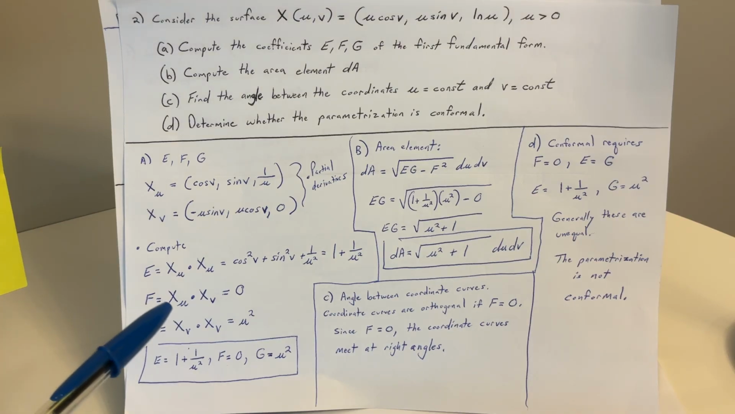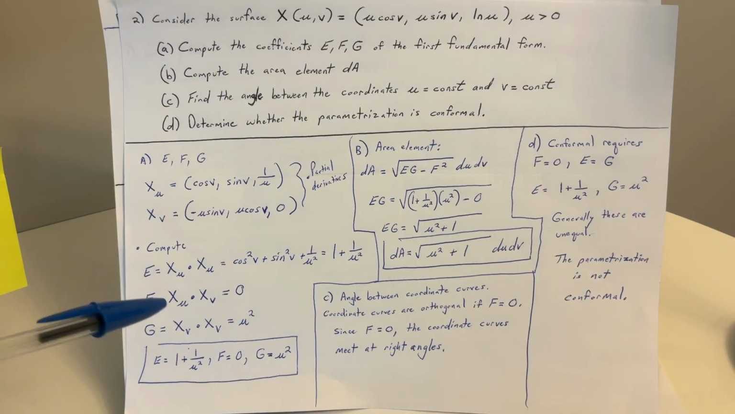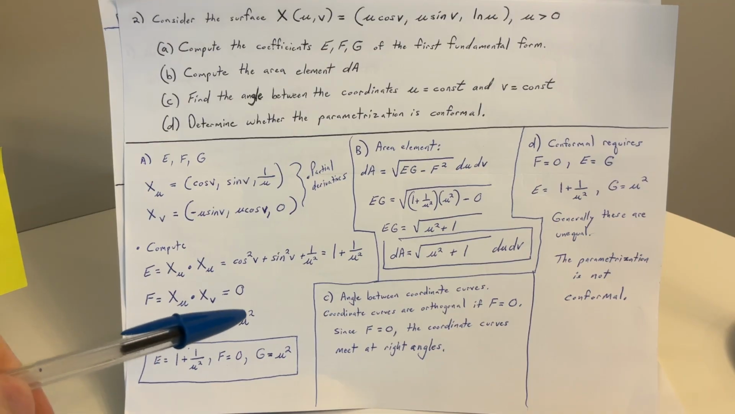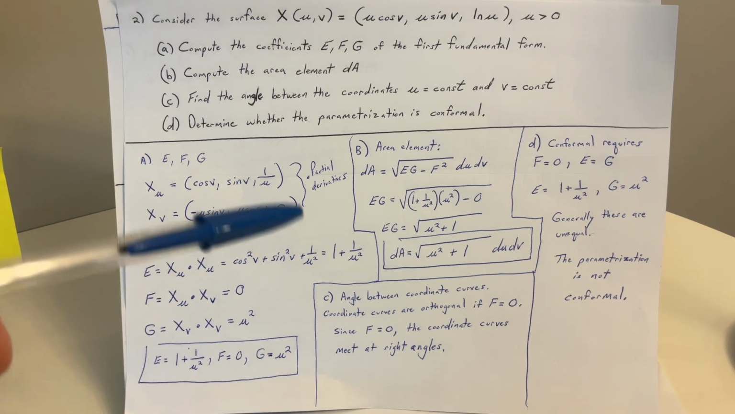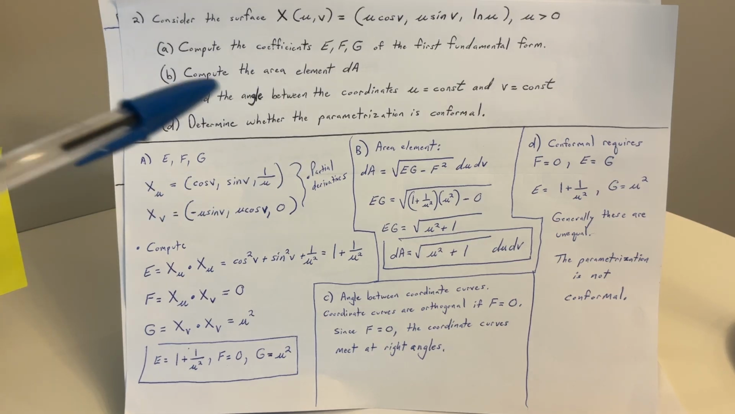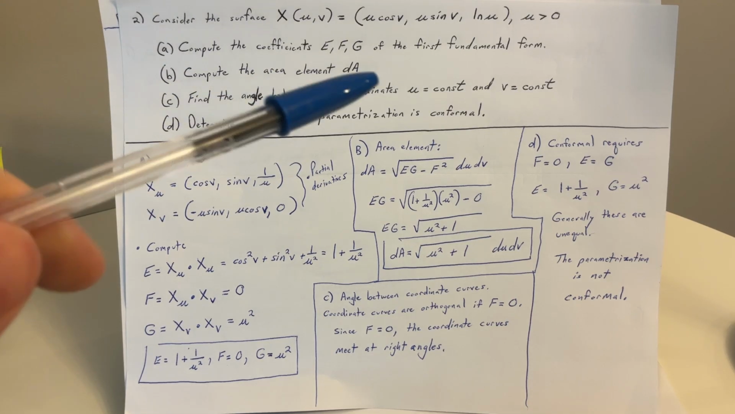We get our F, which is x sub u dotted with x sub v. That is 0. And our G is x sub v dotted with x sub v. That's u squared. So we wind up with our coefficients E, F, and G: for E, 1 plus 1 over u squared; F is 0; G is u squared. So we can move along to compute the area element in part B. Compute the area element dA.